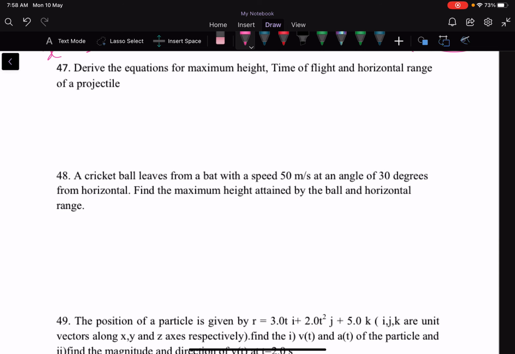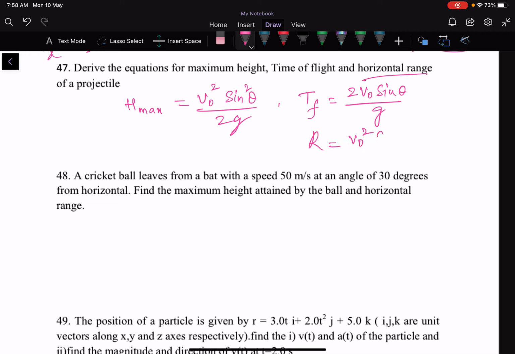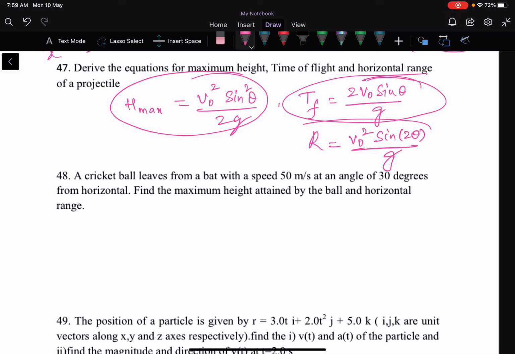Derive the equations for maximum height, time of flight, and horizontal range of a projectile. The maximum height formula is v0 squared sine squared theta divided by 2g, the time of flight is 2 v0 sine theta by g, and the horizontal range equation is v0 squared sine 2 theta by g. So obtain expressions for these three parameters.